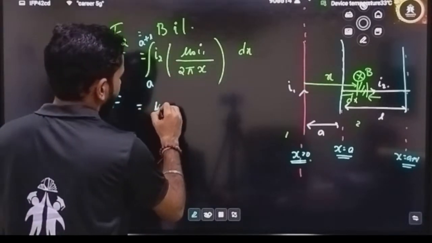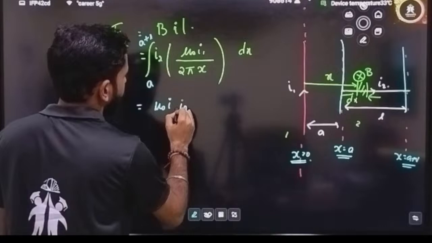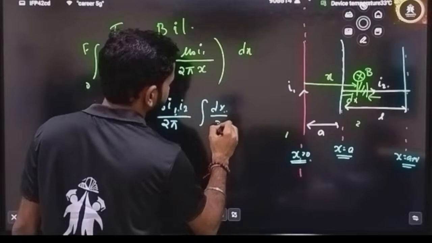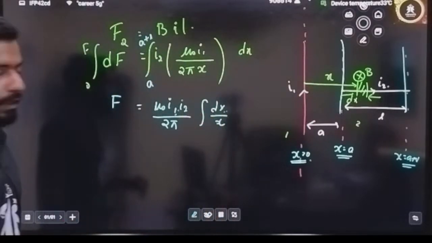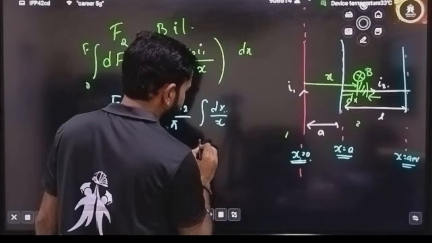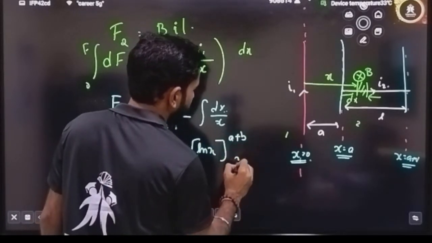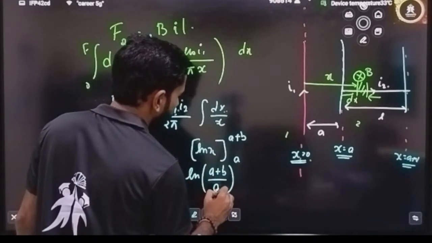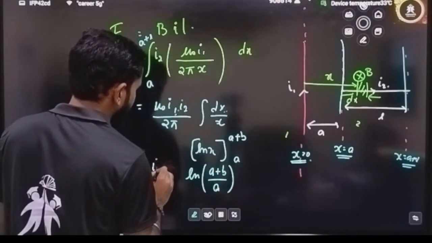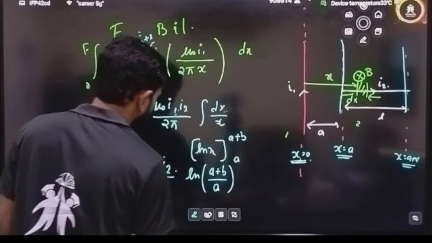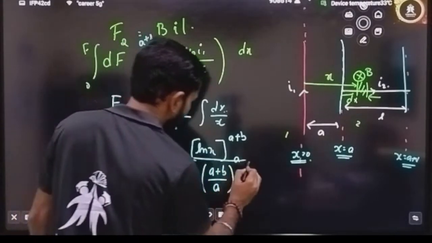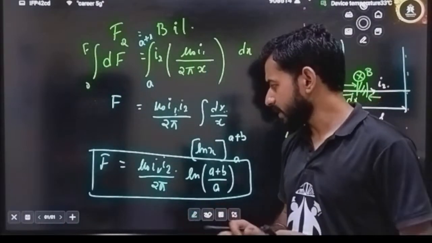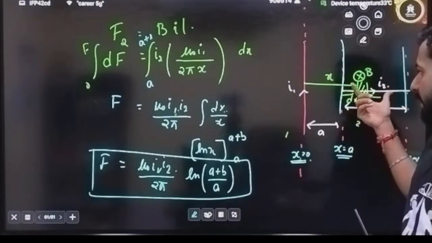Now tell me, what will be the integration part? Rest of the things take common: mu naught I1 I2 divided by 2 pi. Integration will be only for dx by x. Now tell me students, what is the integration of dx by x? It will be ln x. The limits are a plus l in the numerator and a in the denominator. So it is ln of a plus l divided by a, and here the constants are mu naught I1 I2 divided by 2 pi. This will be the net force that is experienced by this second wire, F2. Is it clear?